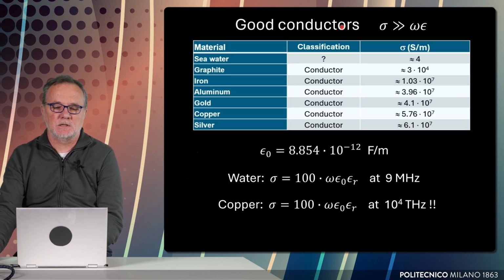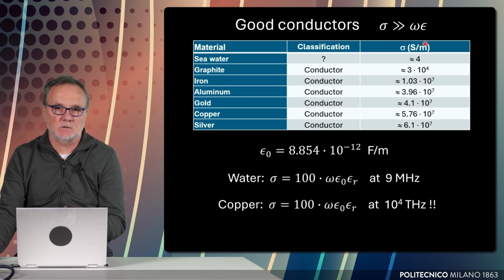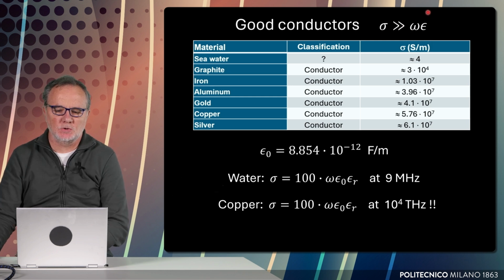Another important case is that of good conductors, in which sigma is much greater than omega epsilon. This is another special case that we treat separately. As you see, this condition involves also frequencies, so that you cannot expect it to hold for all frequencies. But let's have a closer look at this condition.